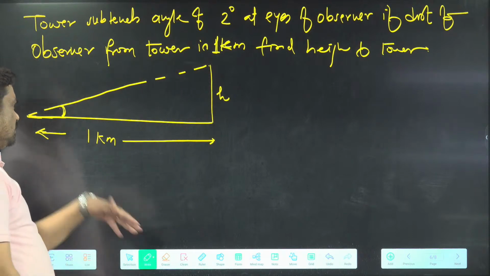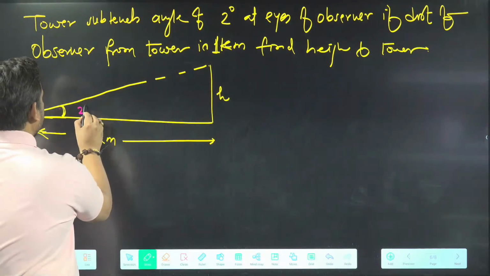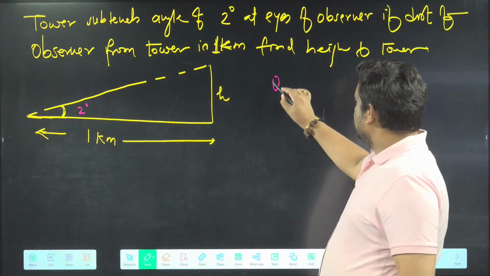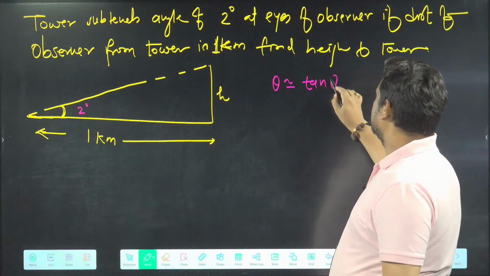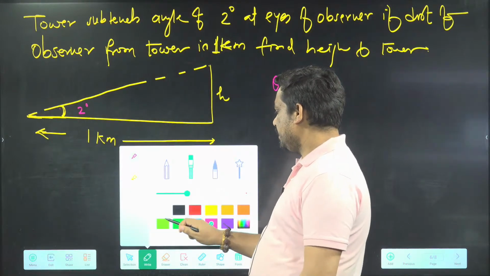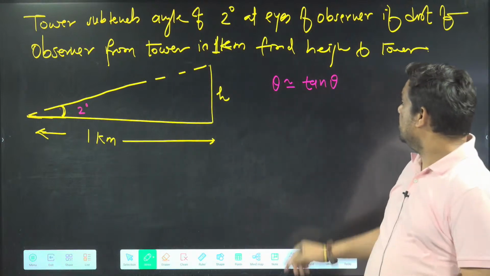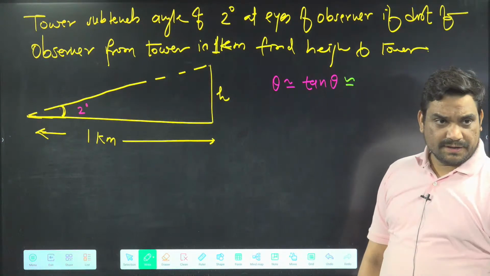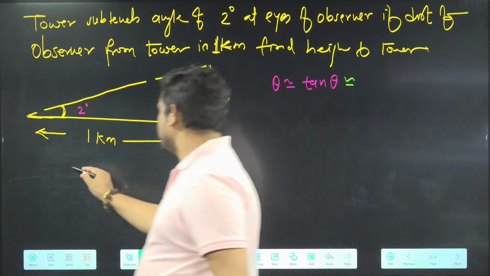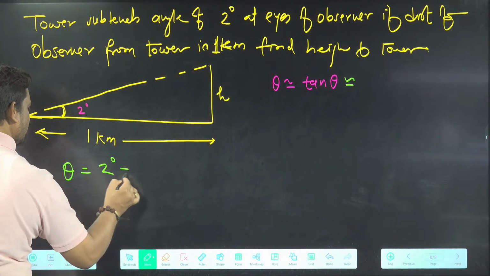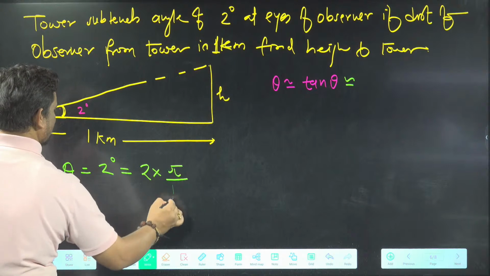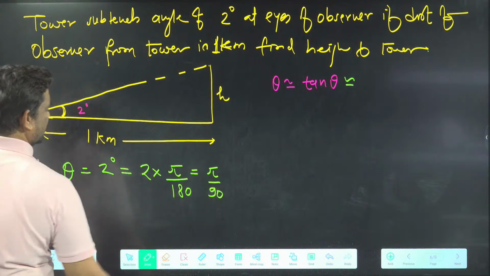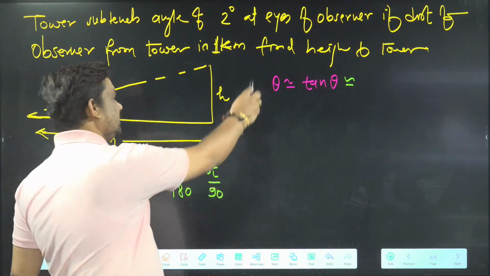Now here also we'll use this, but the angle is 2 degrees. We can use the concept tan theta equals theta. There is no problem. The only condition is that theta should be in radians. Here theta is 2 degrees, so first we convert it into radians: 2 into pi by 180, which becomes pi divided by 90. Then we can write theta equal to tan theta.